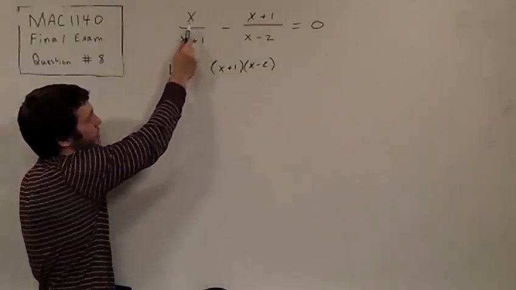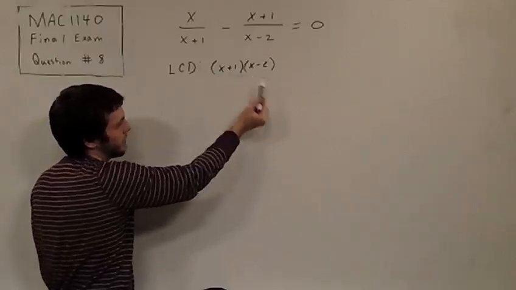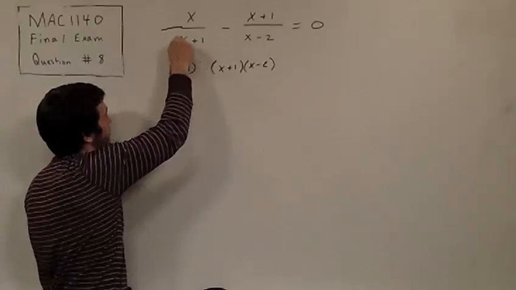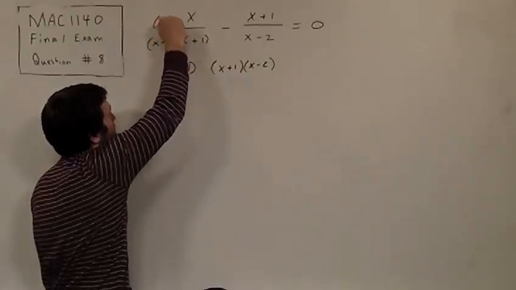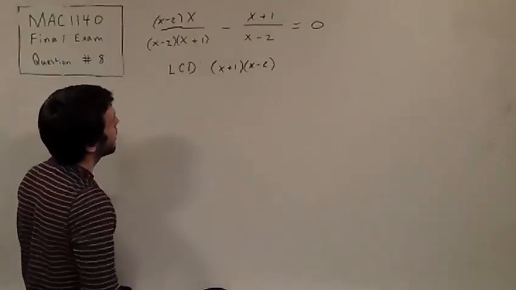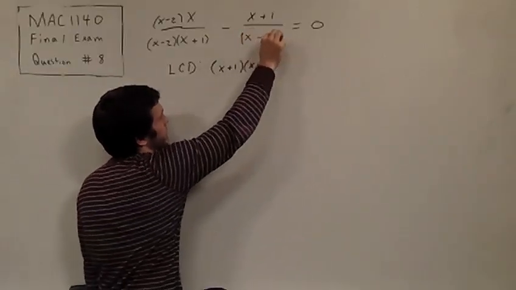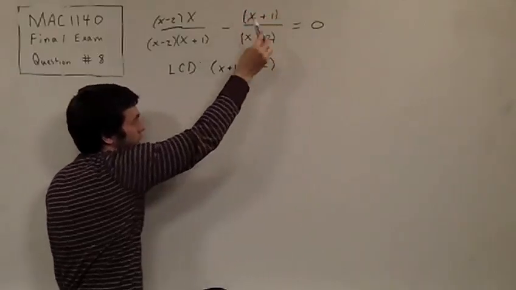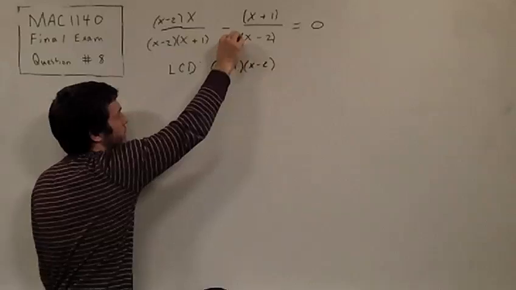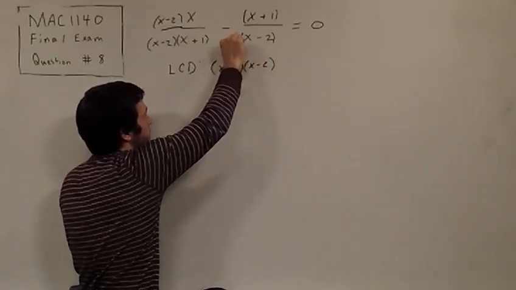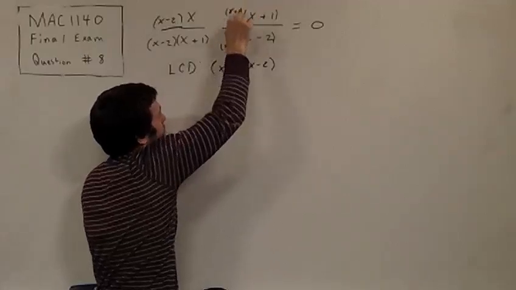Okay, so we need each of these fractions to have this least common denominator. To get the first fraction, x over x plus 1, to have this denominator, what are we missing? We're missing the x minus 2. So we can multiply the bottom by x minus 2, but only if we do the same to the top. I haven't changed anything there, but now it has a different denominator. Similarly on this other fraction, we need the bottom to be x plus 1 times x minus 2. We can multiply by the x plus 1 there, but only if we do it also on the top.